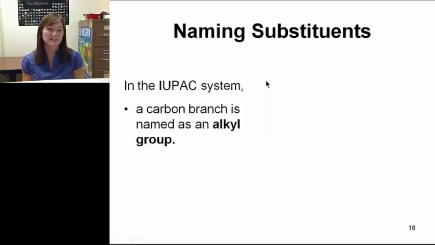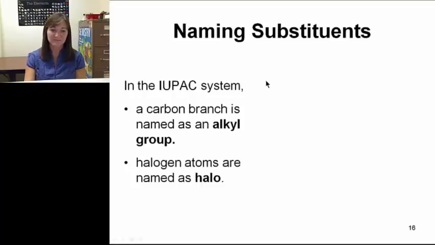So naming the substituents. In the IUPAC naming system, a carbon branch is named as an alkyl group. We just went over that. Halogen atoms are named as halo. So what this is saying is that if it's an alkyl group, if your branch just has hydrogens and carbons, you're going to change the ending to YL. But if it's a halogen, do you remember what group the halogens are in? The halogens are your elements in the 7A family. Okay? When you have a branch that is a halogen, you're not going to end it with YL, you're going to end it with an O.